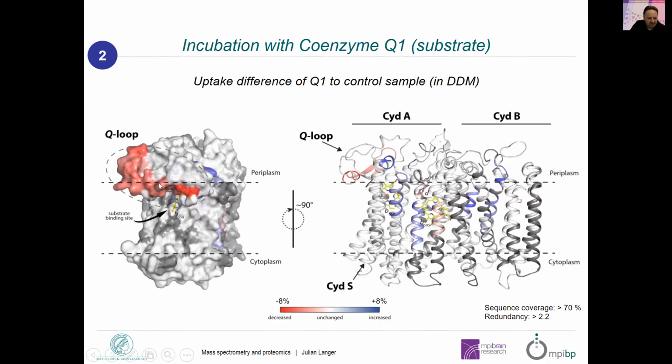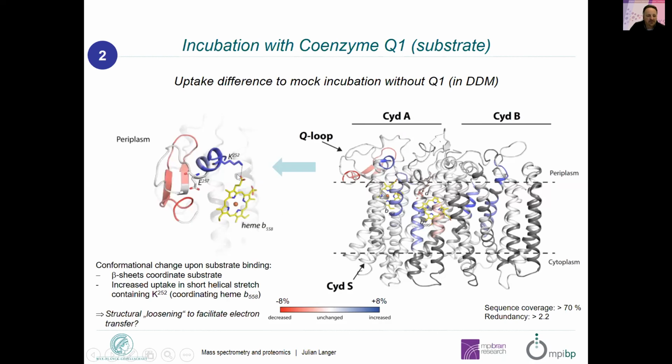And if we then took a bit of a closer look, this really made a lot of sense, seeing a decreased deuterium uptake here, because it's essentially the Q loop clamping down on the substrate going in here for heme B558. We were quite excited to also see an increased deuterium uptake in this small alpha helical segment here, which coordinates heme B558, which could indicate a conformational change, pulling the heme up and closer into permissive distance for electron transfer from the substrate.